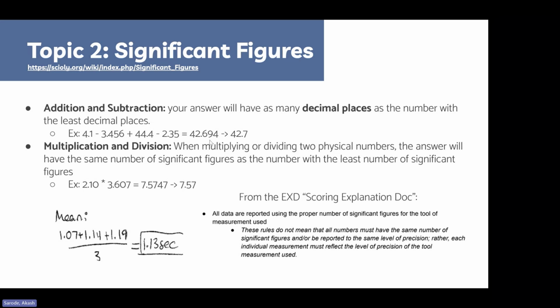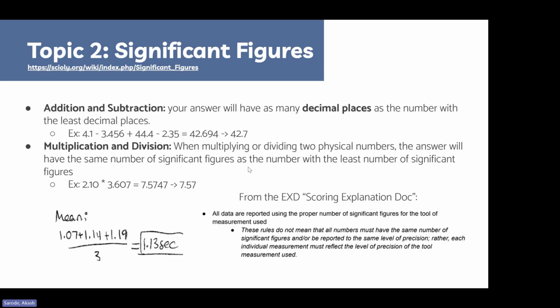So we got a result of 42.694. Since 4.1 is the number with the least decimal places, we round to the tenths place, so we round up to 42.7.